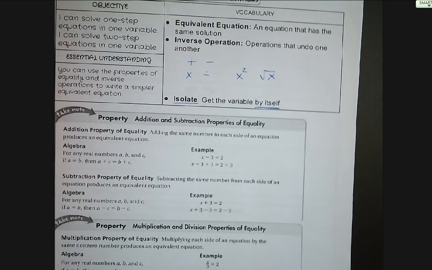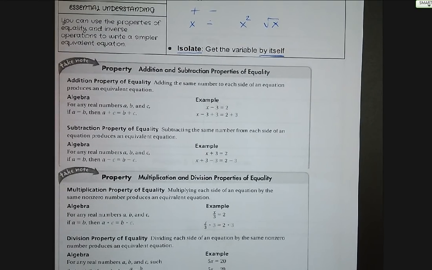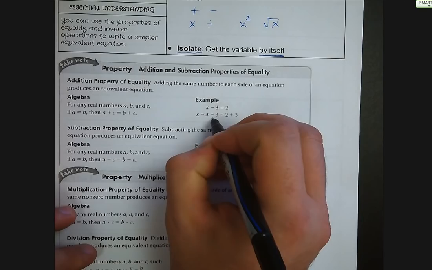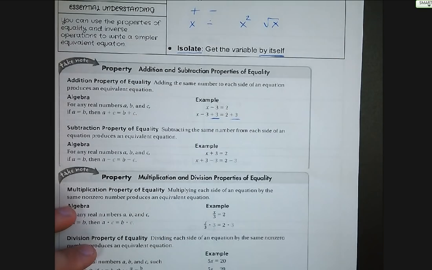So at the bottom of the page here, we have our addition and subtraction properties of equality and multiplication and division properties of equality. And what these basically say is, if you do it to both sides of the equation, it will remain an equivalent expression. So you can see in our example, the original is subtracting 3 from x, and that's equal to 2. To get rid of that minus 3, we do the opposite. We add 3 to both sides, and we get an equivalent expression, which is x equals 5.